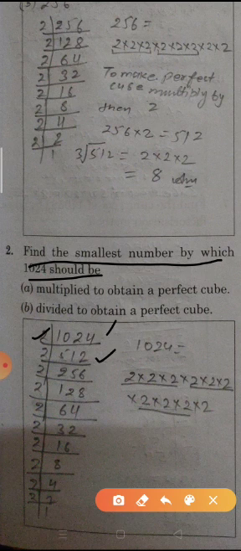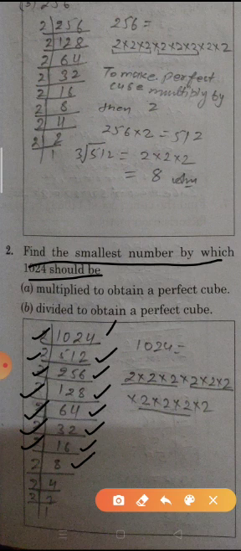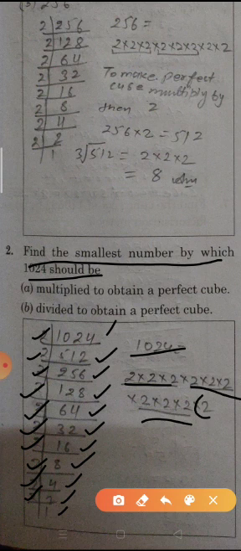Divide by 2, 512 times. Again divide by 2, 256 times. Divide by 2, 128 times. Divide by 2, 64 times. Divide by 2, 32 times. Divide by 2, 16 times. Divide by 2, 8 times. Divide by 2, 4 times. Divide by 2, 2 times. Divide by 2, 1 time. So in the factors, pairing of 3 the same number: 1 pair, 2 pair, 3 pair, and 2 is left.